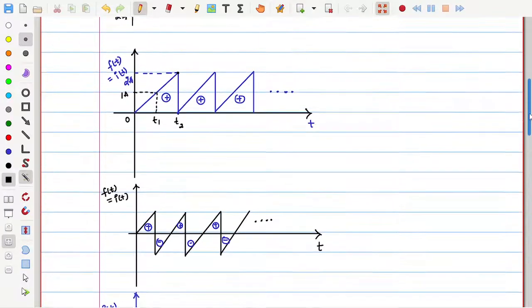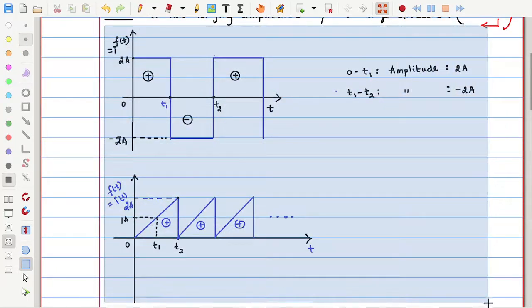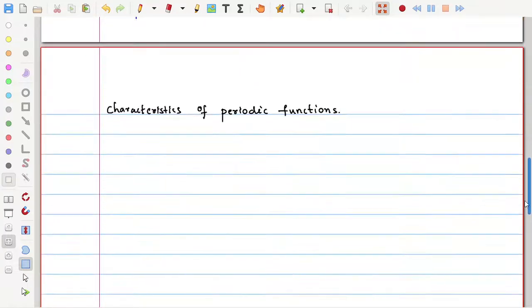Right. Now let us see one more important point, which is the characteristics of periodic functions. Now see that whatever waveforms I had taken here, let me copy once again, these things, and now try to understand what is meant by periodic functions.